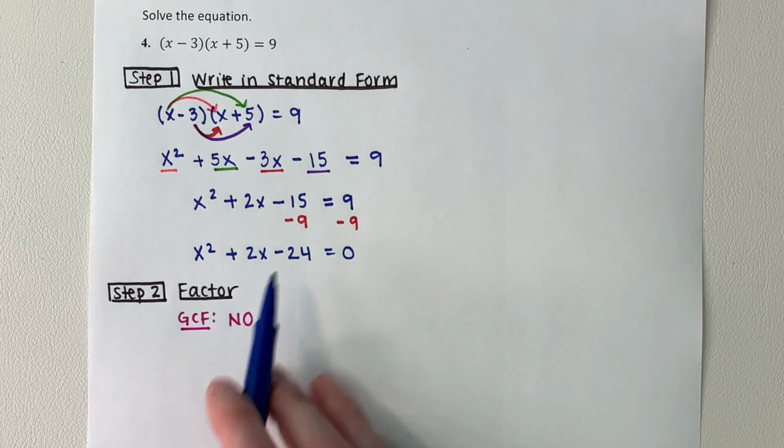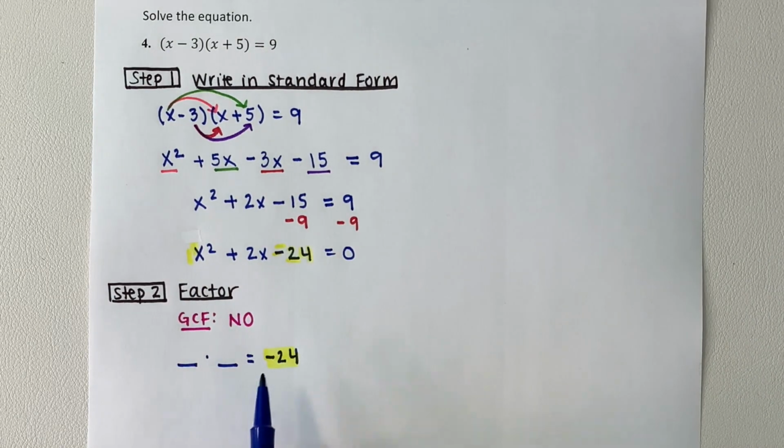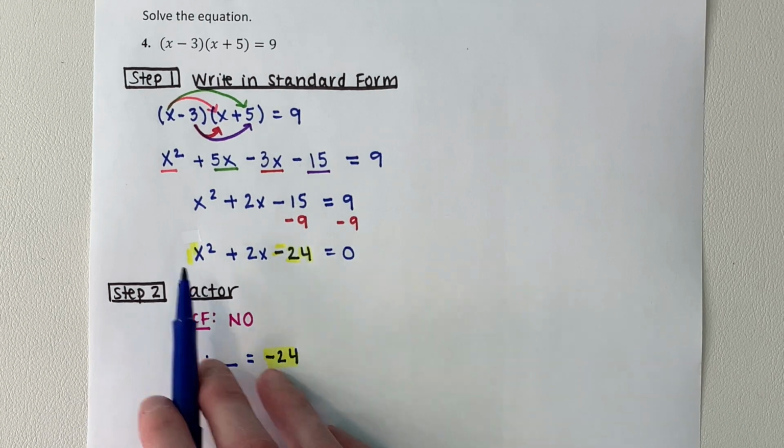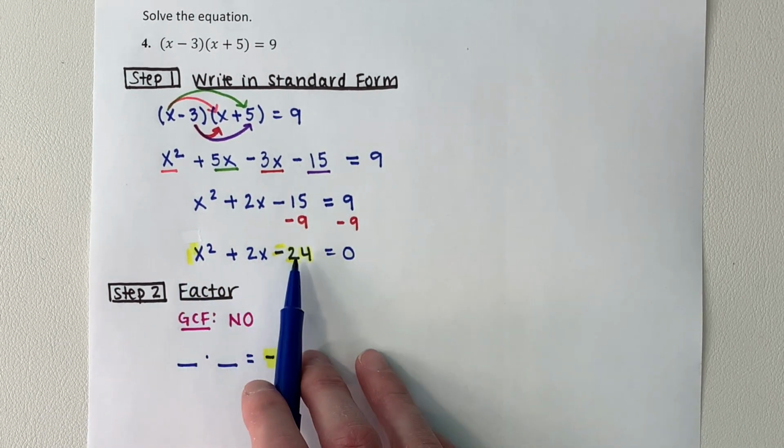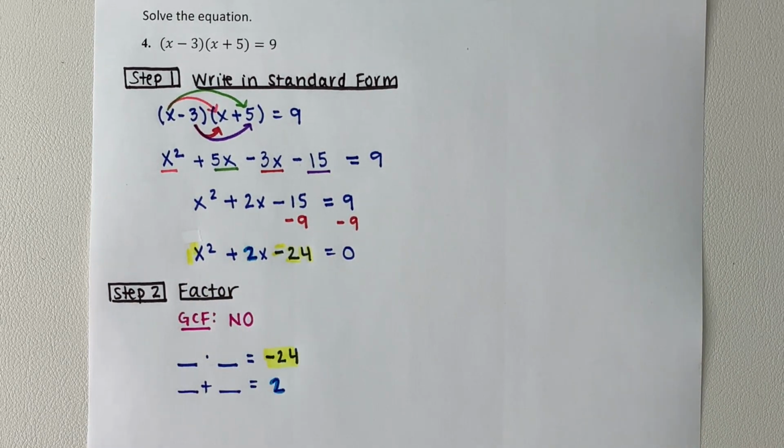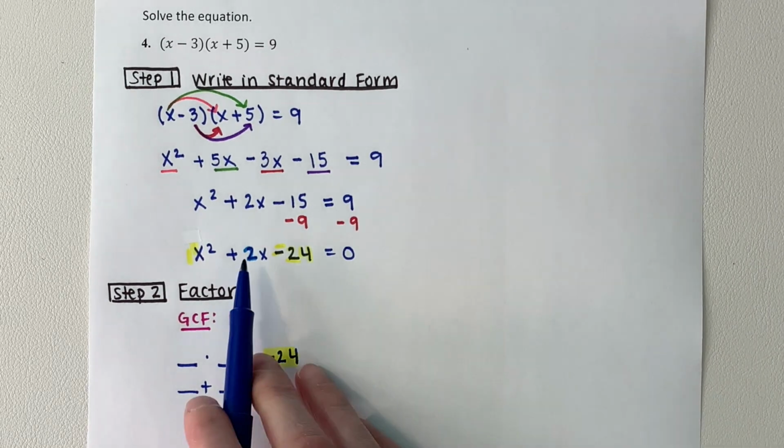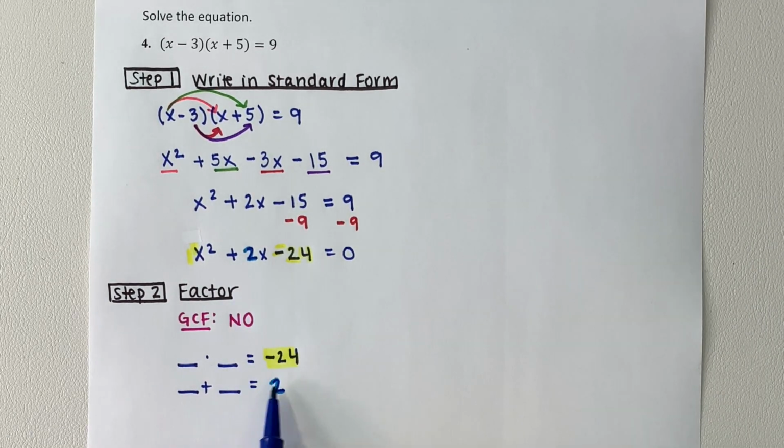Now, to factor this trinomial, we need to find two numbers that multiply to give us negative 24. Negative 24 is the product of a times c, which is 1 times negative 24. We need those same two numbers to add to give us the coefficient of the x term, which is 2. The two numbers that work are negative 4 and 6, because negative 4 times 6 gives us negative 24, and negative 4 plus 6 gives us 2.